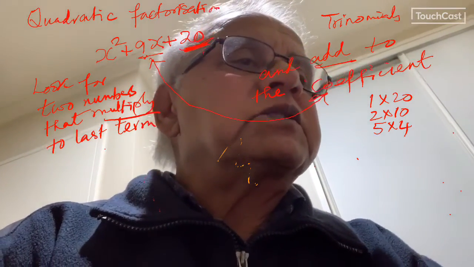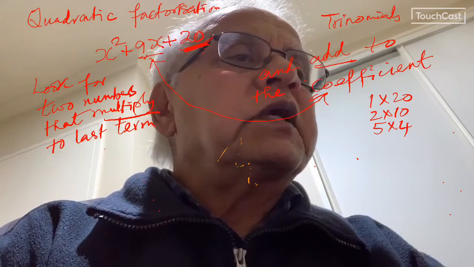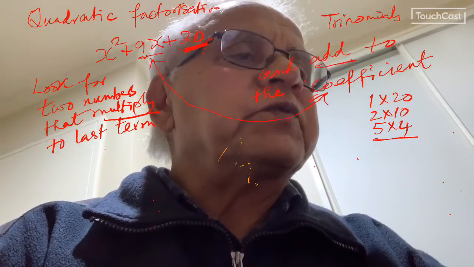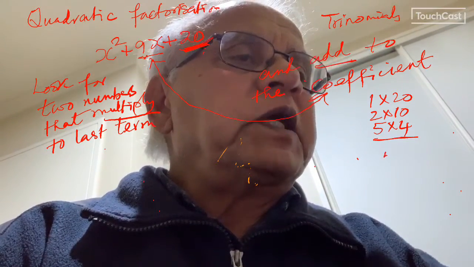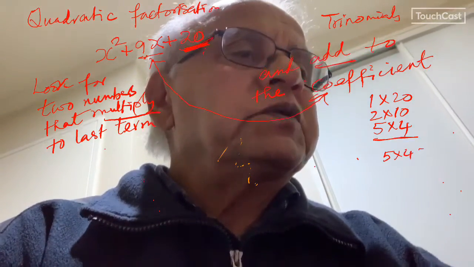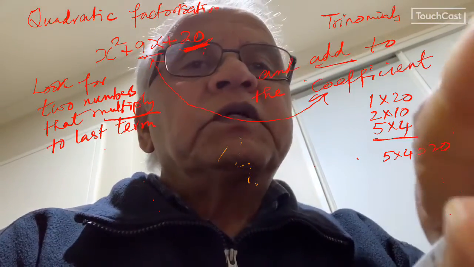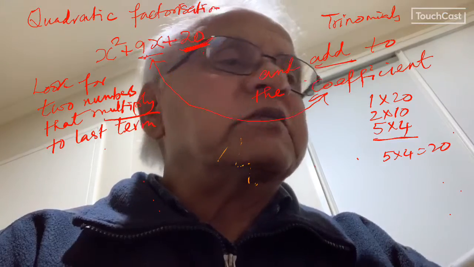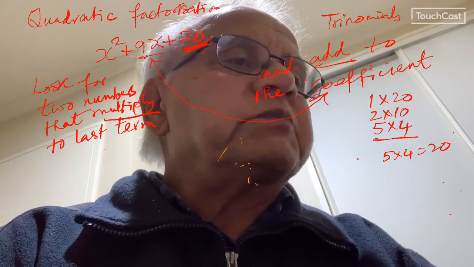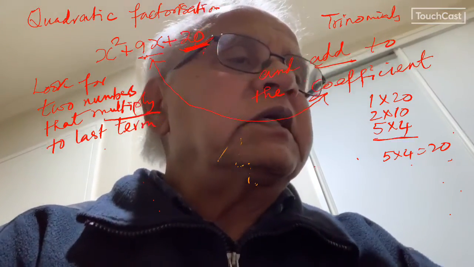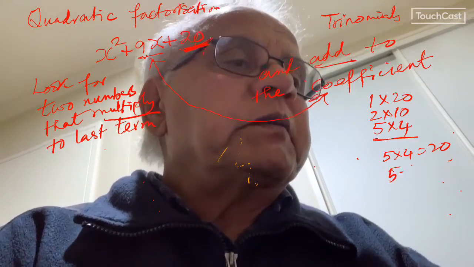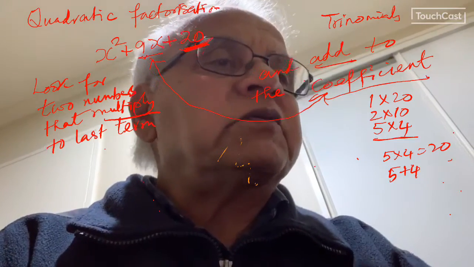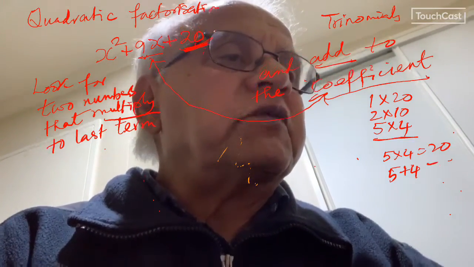Okay, so now if you investigate 5 and 4, 5 times 4 gives you 20. So look for two numbers that multiply to the last term. So 5 times 4 gives you 20, and 5 plus 4, that's the second condition, should add to the coefficient of 9.